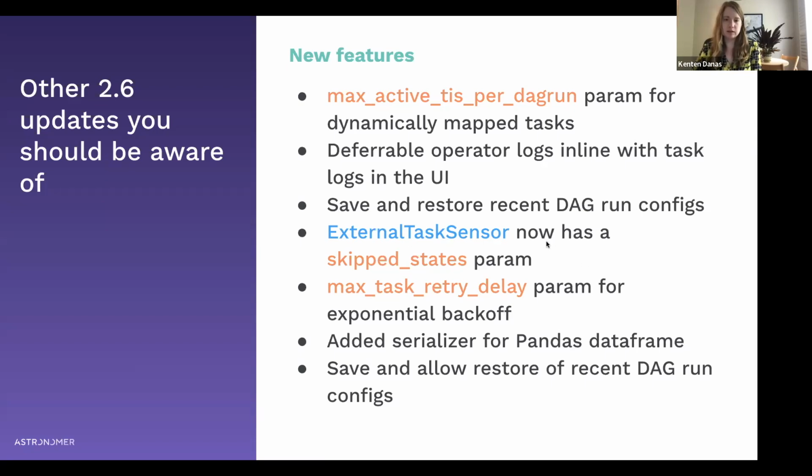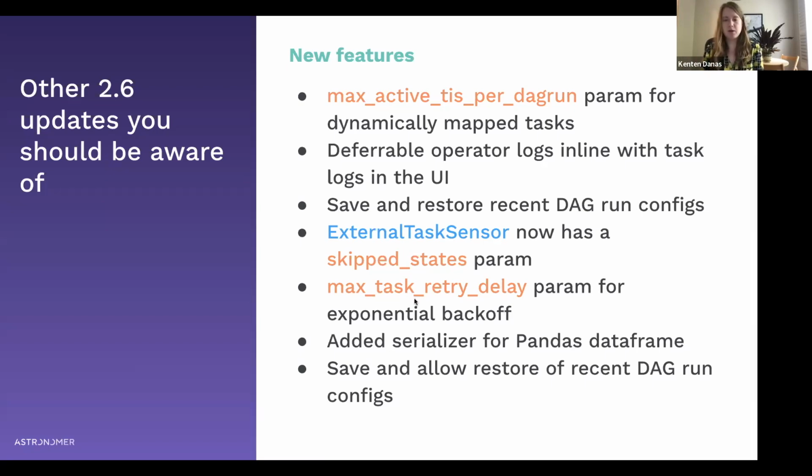The external task sensor got a new param for skipped states. So again, if you use external task sensor as a way of creating event-driven DAGs or connecting cross-DAG dependencies, you have additional options for how you want that to schedule now.